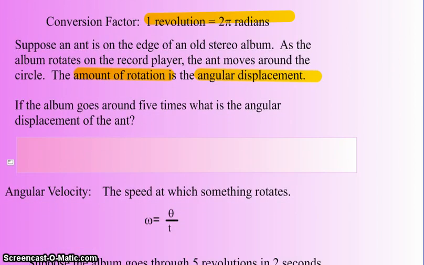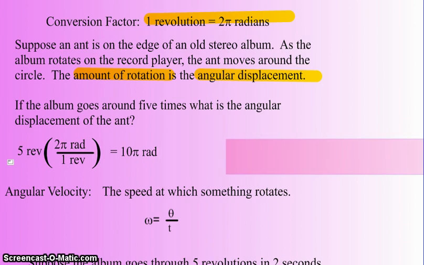Our formula for that, first off, we need to think about it. It went around the circle 5 times, and each time you go around the circle, it's moved 2 pi radians. So all we're going to do is multiply by the conversion factor of 2 pi radians per revolution. So we did 5 revolutions times 2 pi radians per revolution and ended up with an angular displacement of 10 pi radians. The variable we use for that is just our typical old theta for the angle.